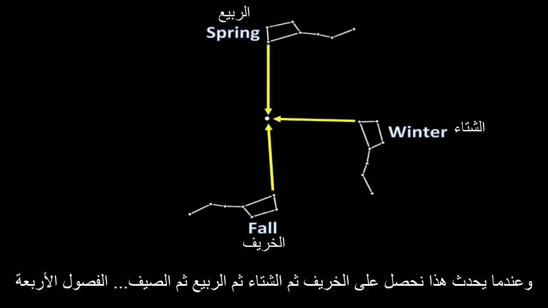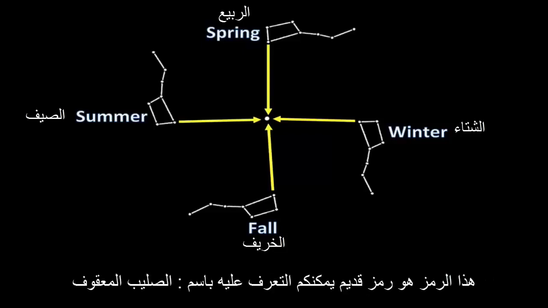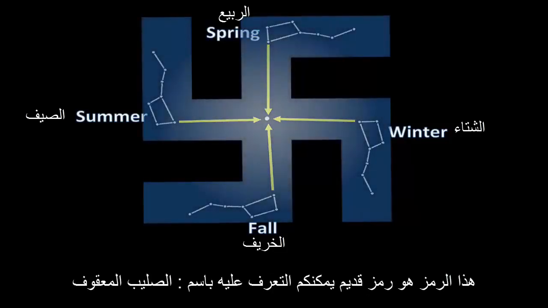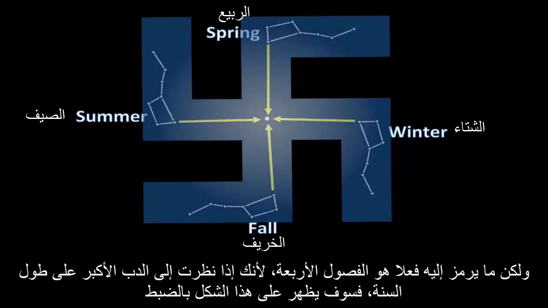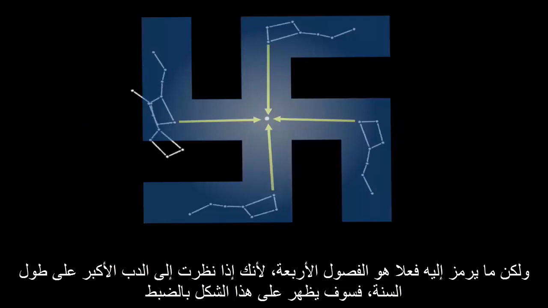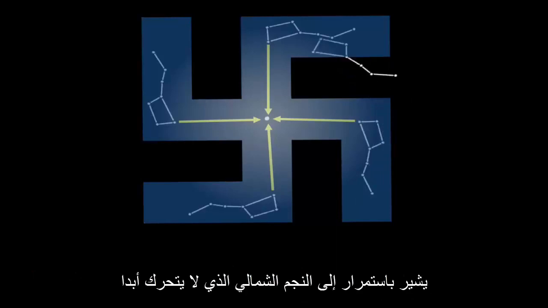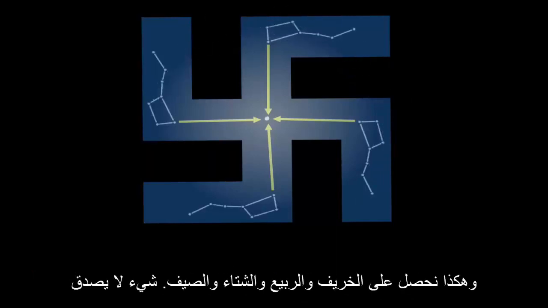And this shift causes the constellations to be in a different spot throughout the year. And when this happens, you get fall, winter, spring, and summer. The 4 seasons. This symbol is an ancient symbol. You might know it as the swastika, but what it really means is the 4 seasons, because if you were to look at the Big Dipper throughout the year, this is what it's going to look like. Constantly pointing to the North Star, which never moves. So you got your spring, summer, fall, and winter. Unbelievable stuff. And it never stops. It just rotates around.